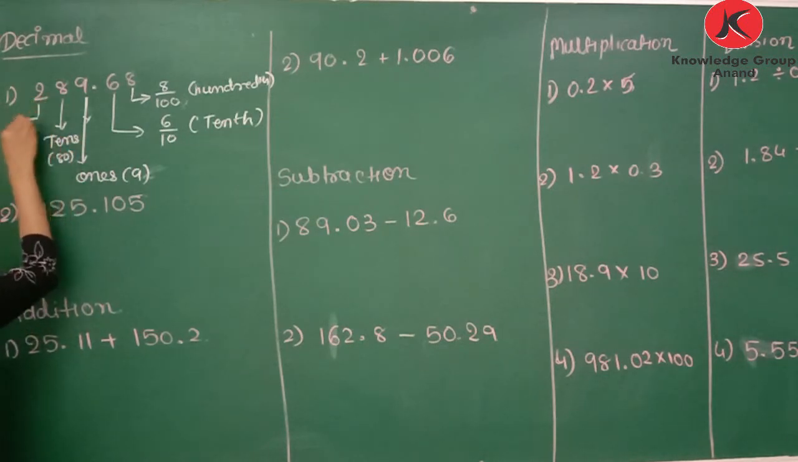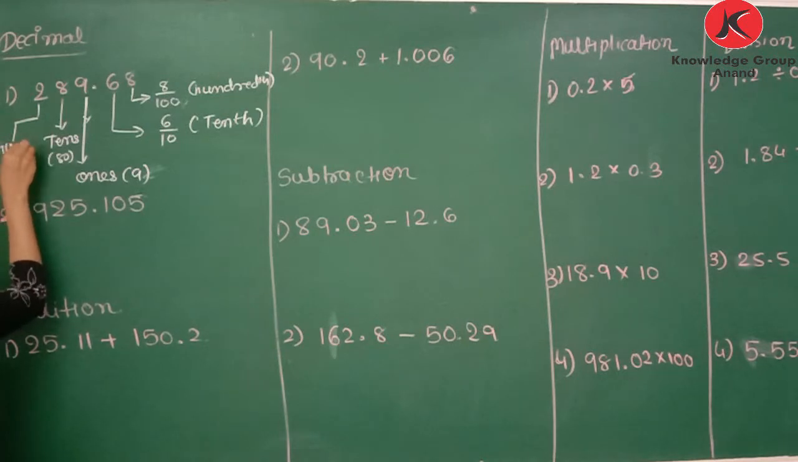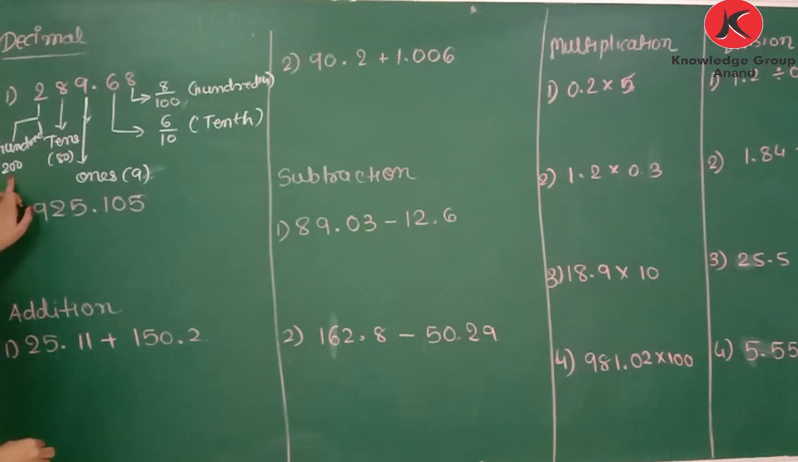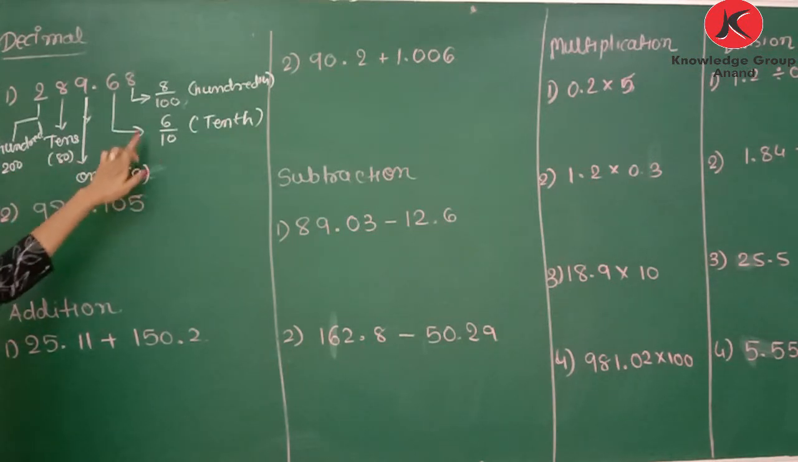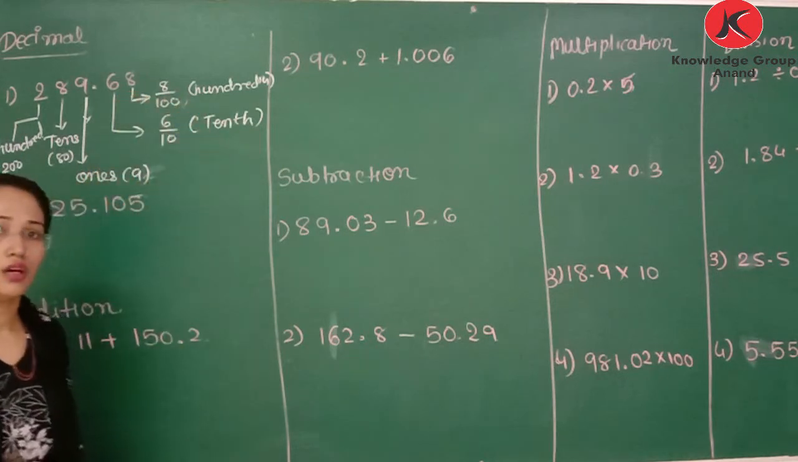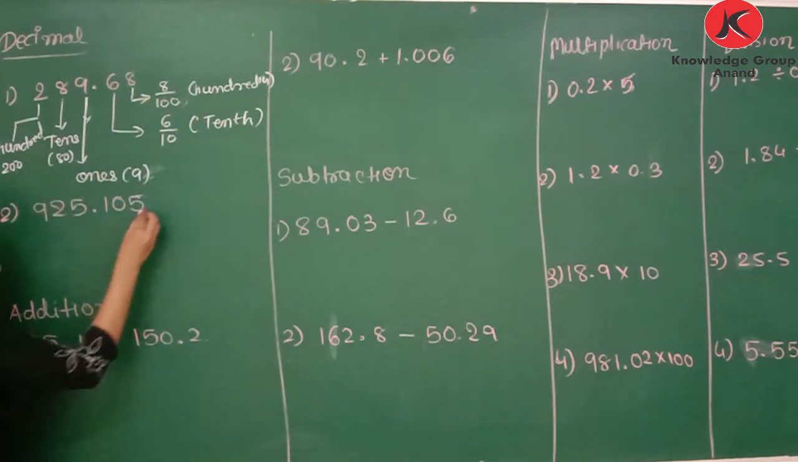And 6 at the 100th place, place value is 600. Clear? If you want to write the expanded form, then it is 200 plus 80 plus 9 plus 6 by 10 plus 8 by 100.